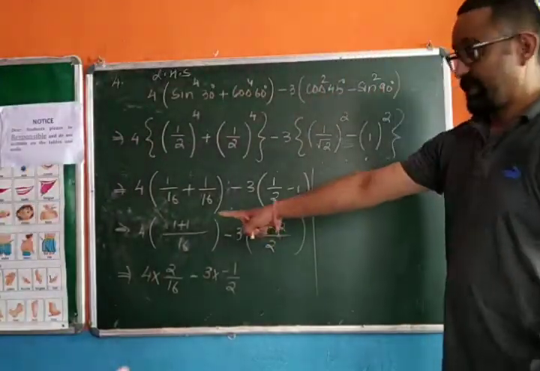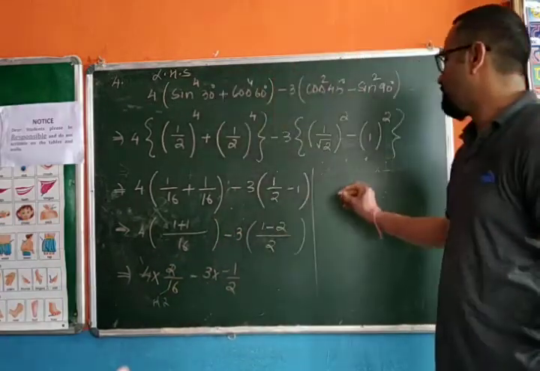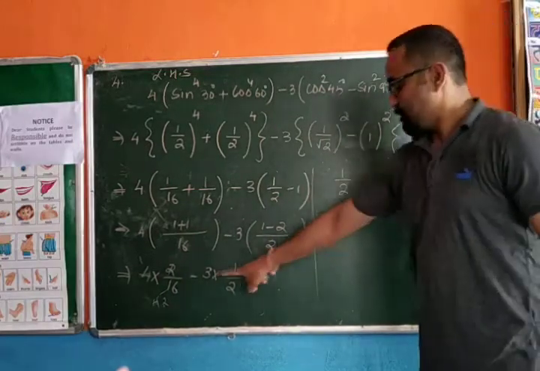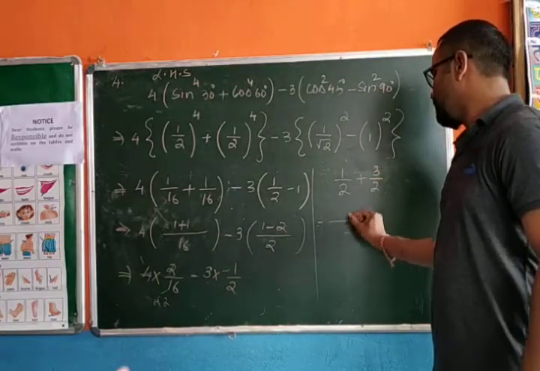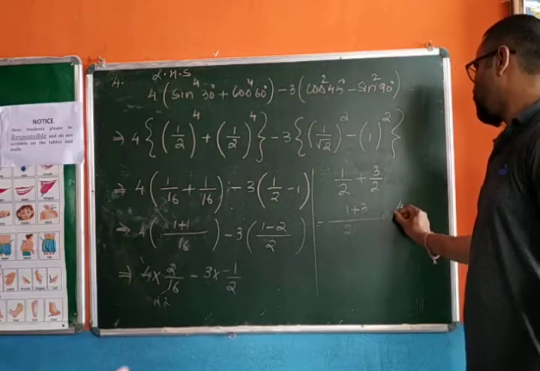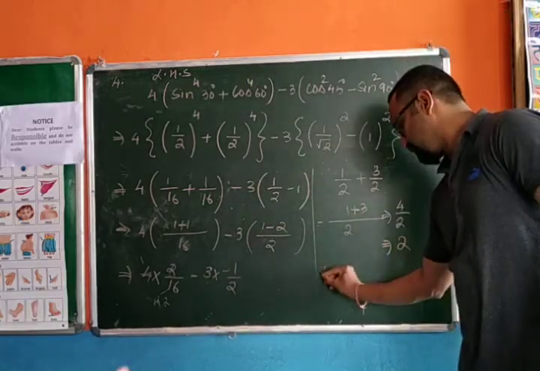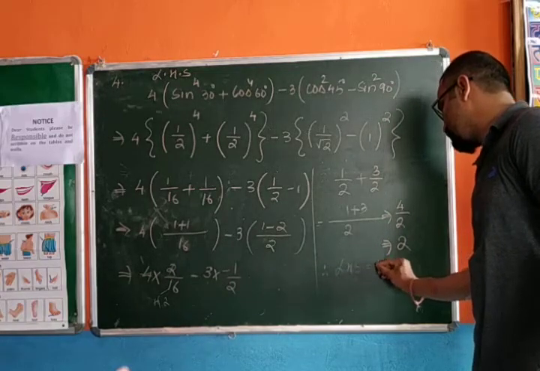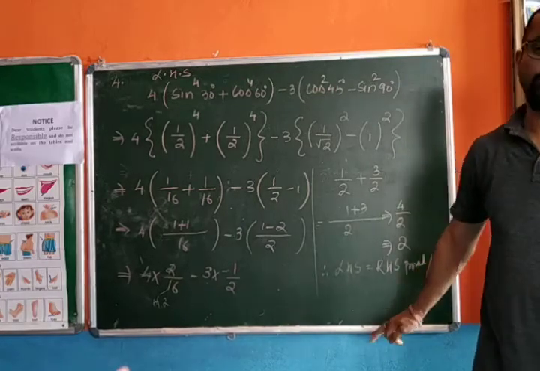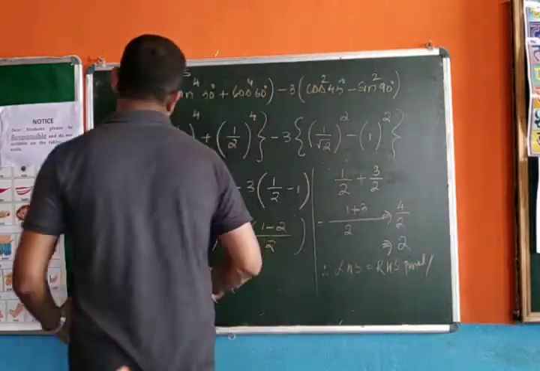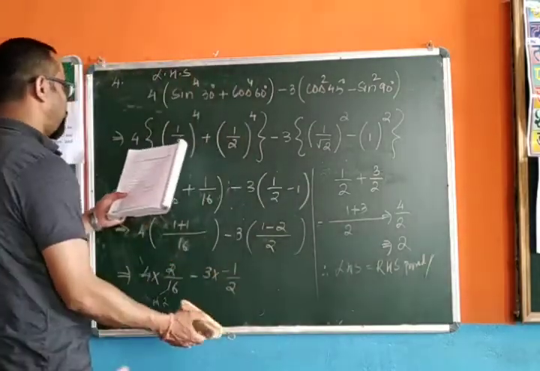So you can simplify this. 4 times 16, 1, 2 times, you are left with 1 upon 2. Minus multiplies minus is plus, 3 upon 2. Take LCM to 1 plus 3, which is equal to 4 upon 2. Cancel it, you get 2. Therefore, left hand side is equal to right hand side. Proved. You have to write at the end proved. So this is how we simplify and prove it. You can try question number 4.1 and 4.2.